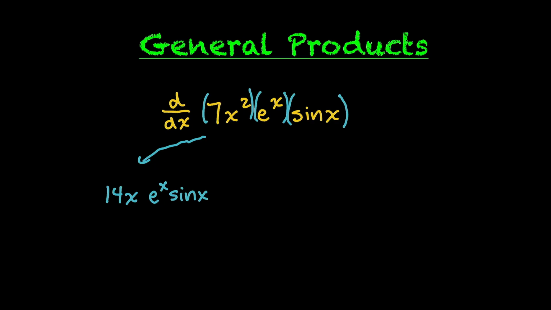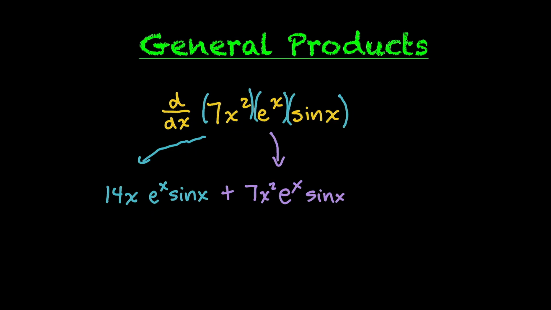And then I'm going to repeat for all the different functions in this product. So now I'm going to take the derivative of my second function, e to the x, okay? And the derivative of e to the x is e to the x, and then I'm going to leave my other 2 functions alone. 7x squared and sine of x, again, they just sit there. And of course, we're going to add these results again.